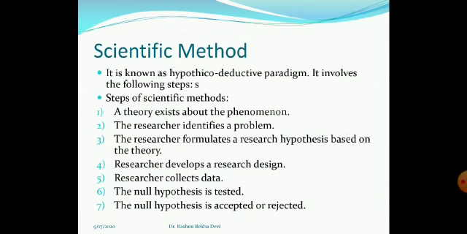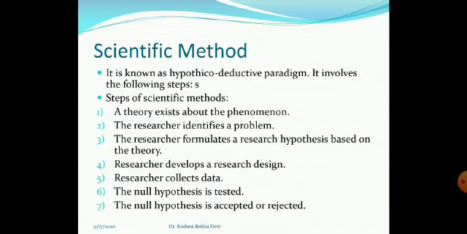Scientific method involves the following steps. A theory exists about the phenomenon. It means what? In any scientific research, we observe a phenomenon, and on the basis of observation some questions occur in our mind, that is called a research question. Okay, theory exists about the phenomenon. In any kind of research, there will be some established theory, and some established theories are there about any one particular kind of situation.